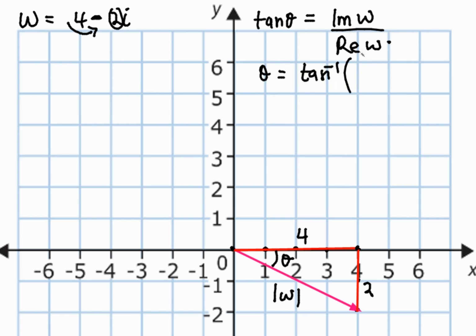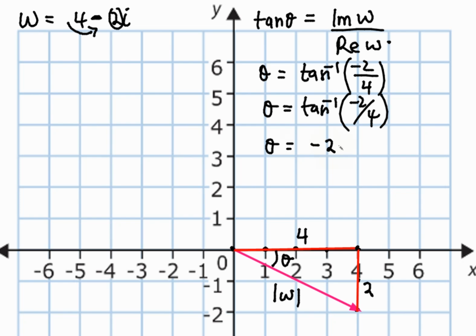What is the imaginary part of w? That is -2, and the real part of w, that is 4. So theta is equal to tan inverse of -2 over 4. Let's obtain the value of theta. So theta is equal to -26.6 degrees, or theta is equal to 26.6 degrees in a clockwise direction. Okay, we are moving from the positive real axis, moving downwards in a clockwise sense.